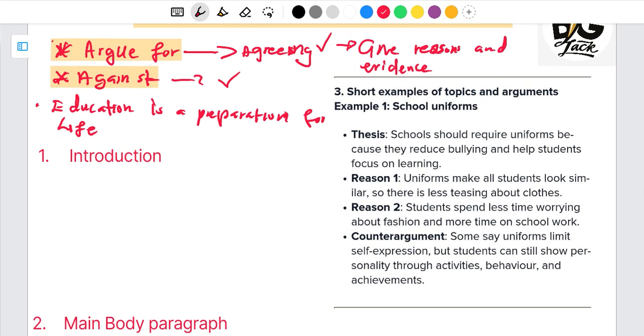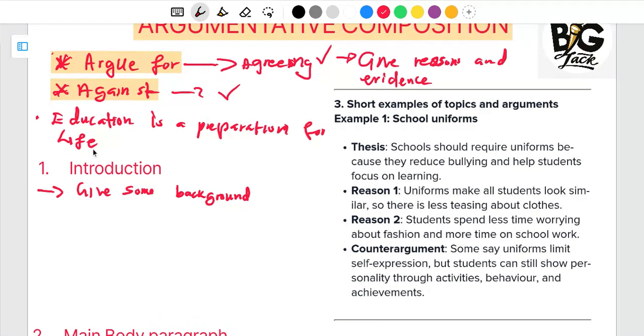So like I said on the part of the introduction, you need to know what you should put in the introduction. For example, sometimes you need to give some background. Okay, some background. What I mean about some background, for example, we're talking about why education is a preparation for future or for life, or education is a preparation for life. Then I'm arguing for. I'm not against, but I'm arguing for.